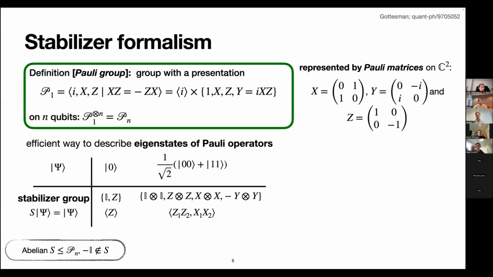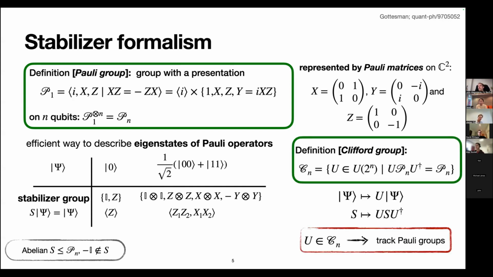And especially if you scale up, think about many, many qubits, this gives a much more efficient way to describe states than just keeping track of the coefficients in front of the vector in this exponentially large space. The Clifford group is also an important part, namely the group that maps Pauli operators to Pauli operators.